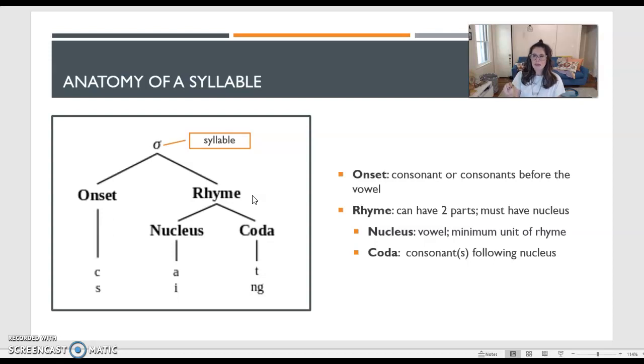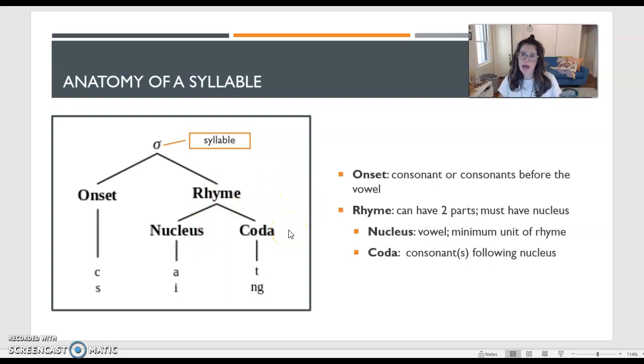The rhyme can be broken down into two different things. So essentially, we need the nucleus, right? The nucleus is the minimum unit of the rhyme. And this, as I said, is the vowel sound. So you have to have at least that. In this word, the nucleus is a, okay?